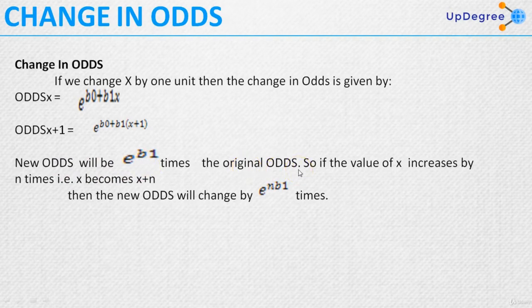So if the value of x increases by n and becomes x plus n, then my new odds will change by e to the power n b1 times. This is a very important derivation. When we increase the value of x by a particular term, say n, and our independent variable changes from x to x plus n, then our new odds will be e to the power n b1 times the original odds.